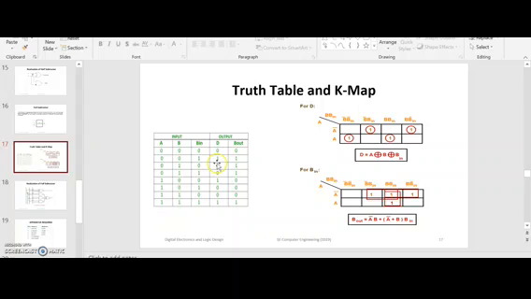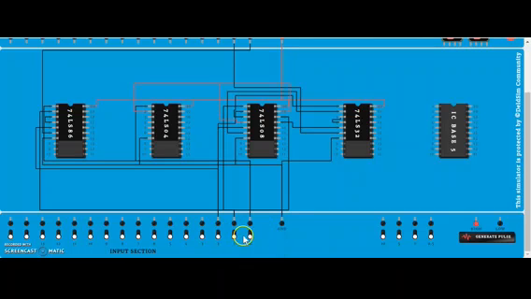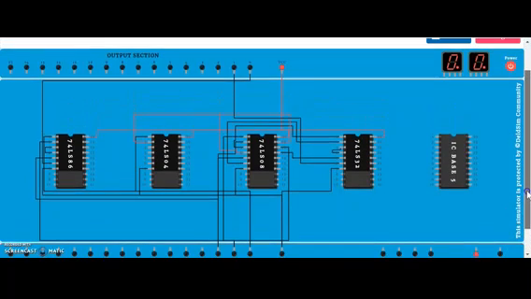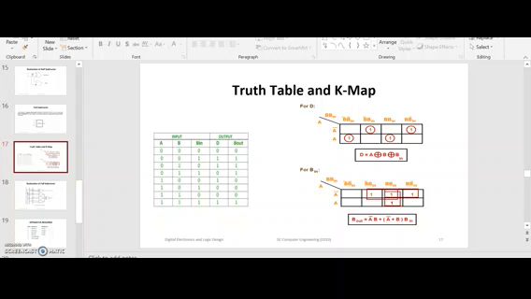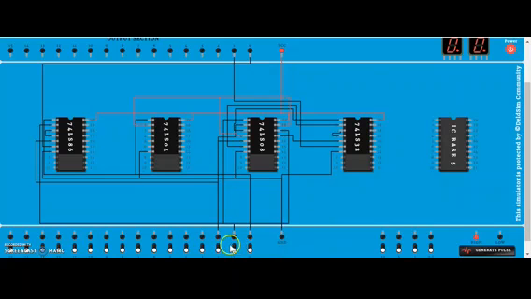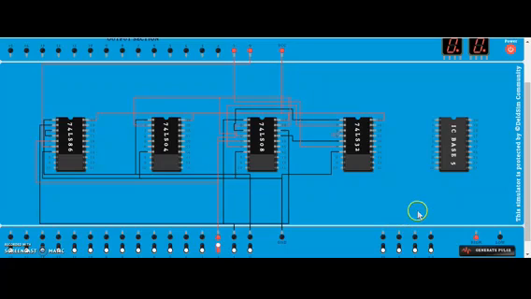So in the very first case, when all 3 inputs are 0, both difference and B out are 0. See, all inputs are 0, and outputs are also 0 in this case. Now suppose we give B in as 1, then difference will be 1, and borrow is also 1. Let us check. So I will put on this B in input. See, difference and borrow are both 1.